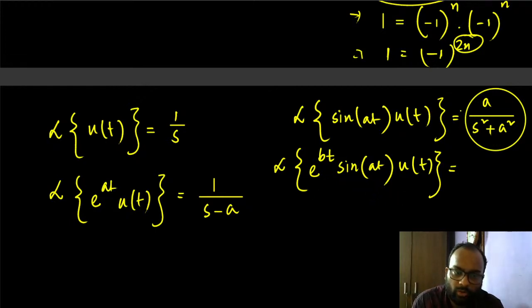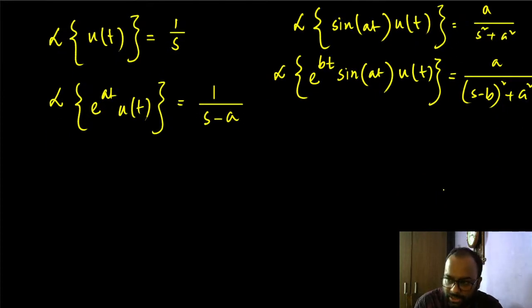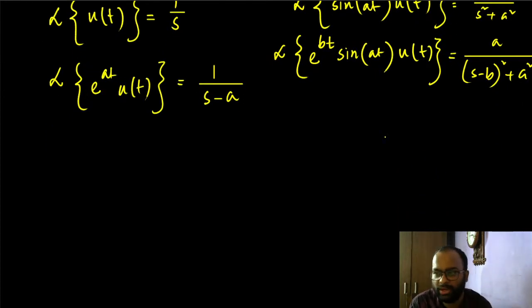So all I have to do in this answer is replace all the s with s minus b, and that's going to work. This was s square plus a square, and if I replace all the s with s minus b, that is the answer. So instead of doing cumbersome calculations, we can very easily figure this out.